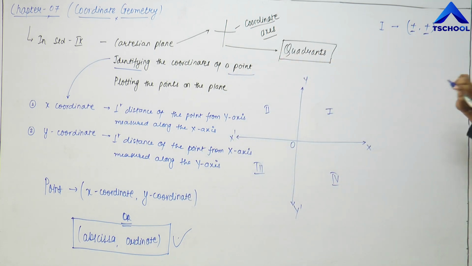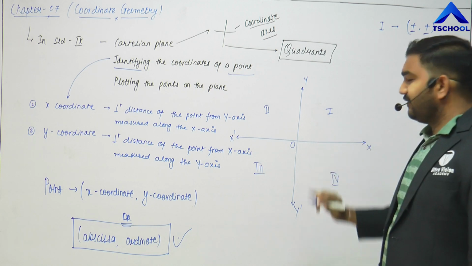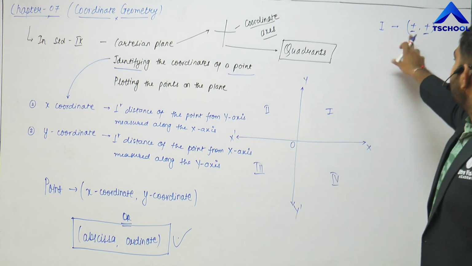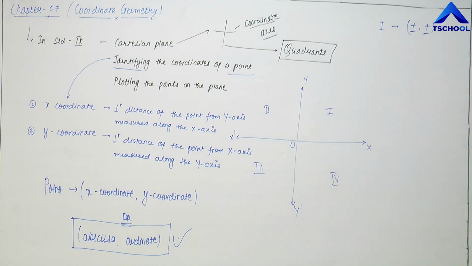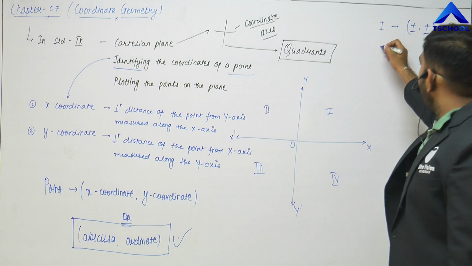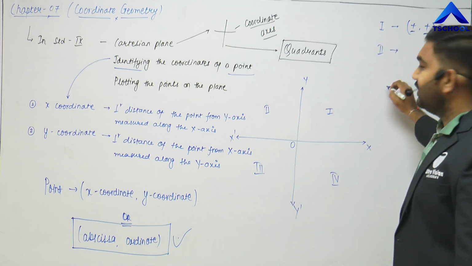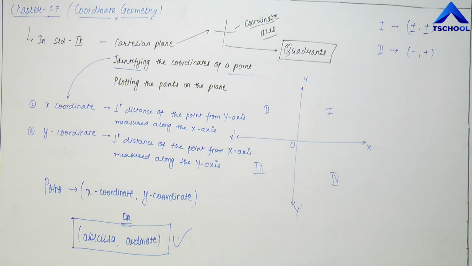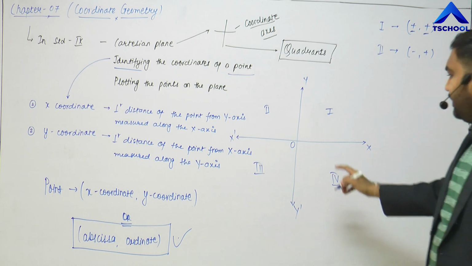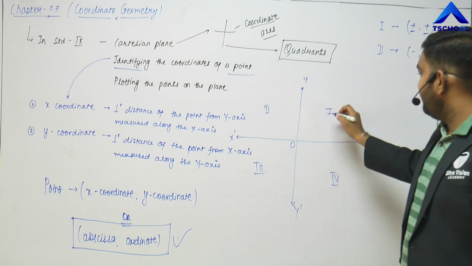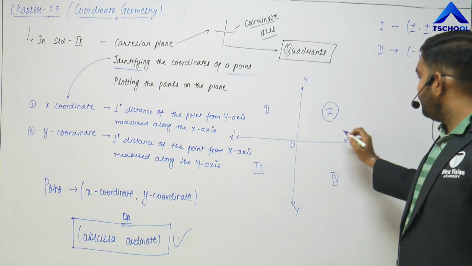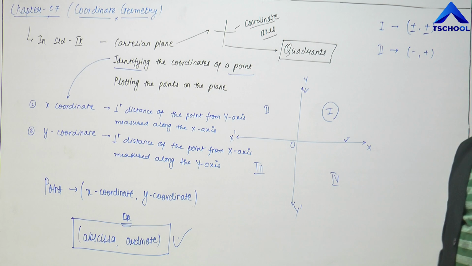Now coming here again, if the point lies in the first quadrant, then it will be of the form plus plus. That means the x coordinate is positive and y coordinate is also positive. If the point lies in the second quadrant, then it will be of the form minus plus. That means the x coordinate is negative and the y coordinate is positive. Friends, you can clearly see here that the first quadrant is formed by positive x axis and positive y axis.